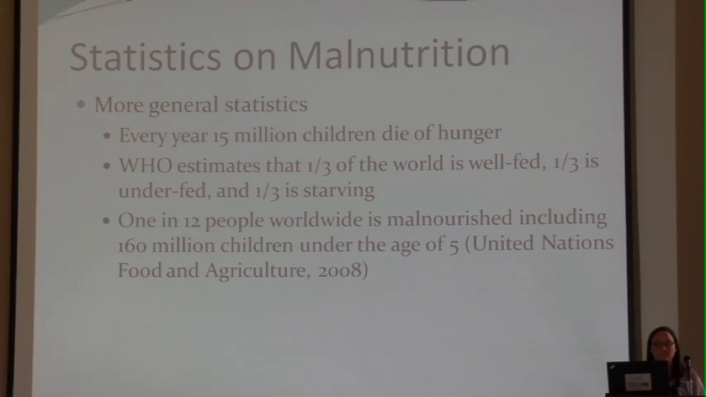Every year, 15 million children die of hunger. The World Health Organization estimates that 1/3 of the world is well-fed, 1/3 is underfed, and 1/3 is starving. 1 in 12 people worldwide is malnourished, including 160 million children under the age of 5.